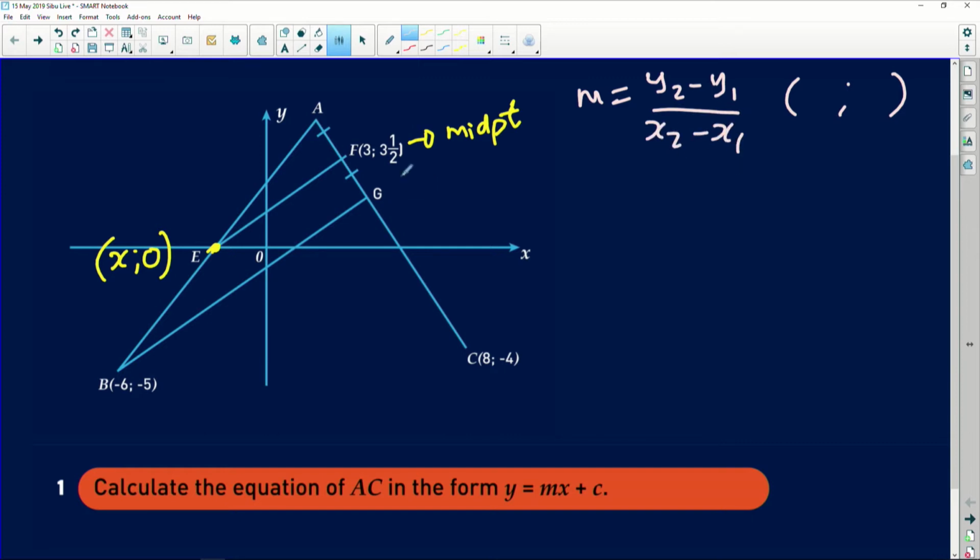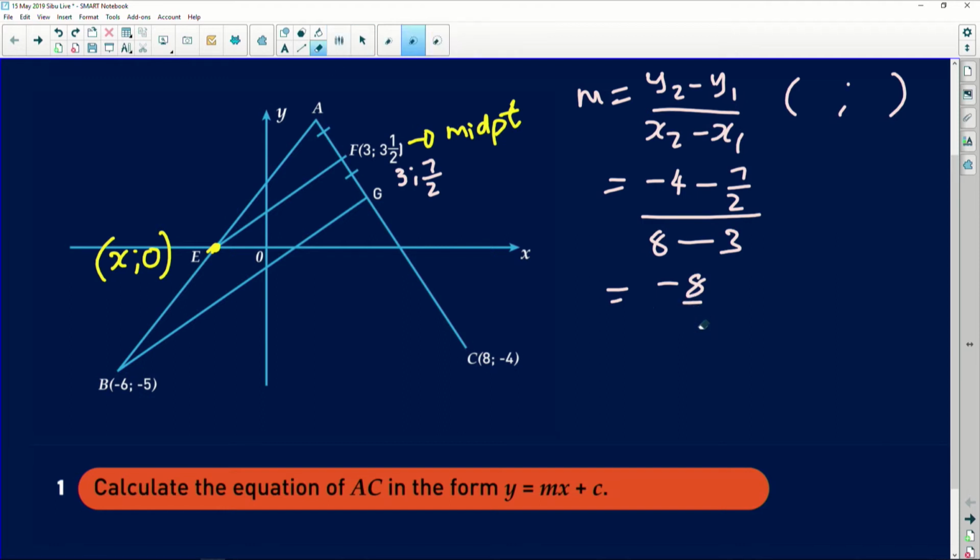I don't like the fact that on point F our y coordinate is 3.5. I prefer writing it as 7 over 2. 3.5 is the same as 7 over 2, so I'm going to use that instead. So my y values are minus 4 minus 7 over 2, divided by the x values, 8 minus 3, which when you simplify, you're basically going to have minus 15 over 2, divided by 5. I'm trying to do it without wasting time.